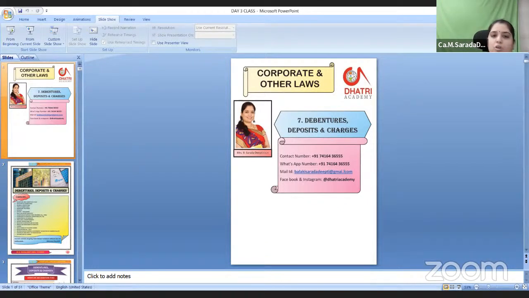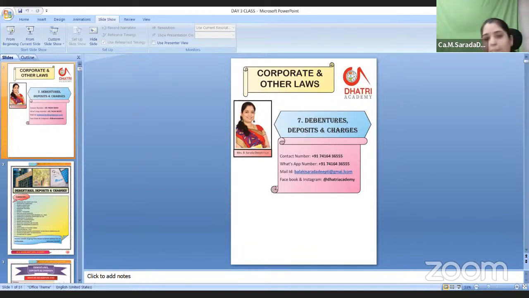Okay, so on the basis of security, the debentures for which the security or the assets of the company are charged are called secured debentures, and those which are not charged are called unsecured debentures. Okay, so these are important points relating to the types of debentures.